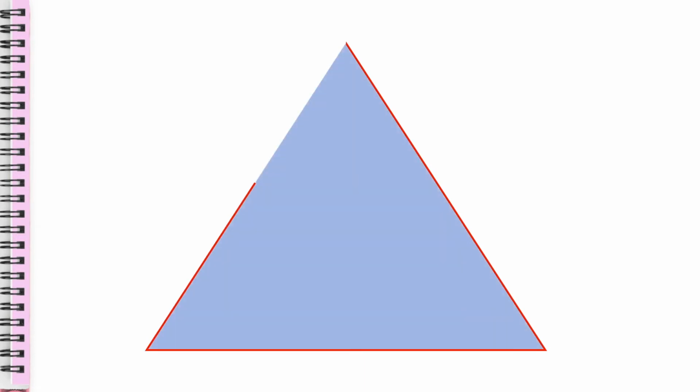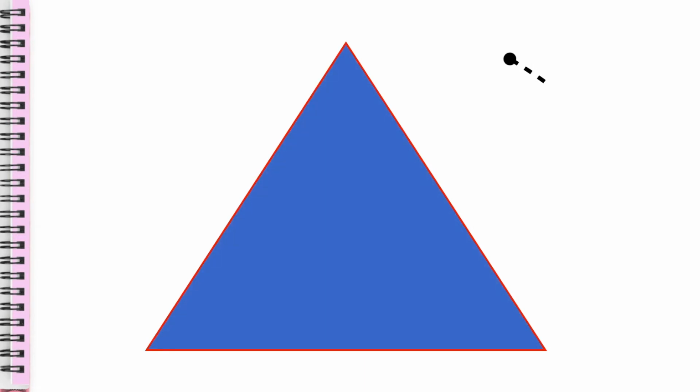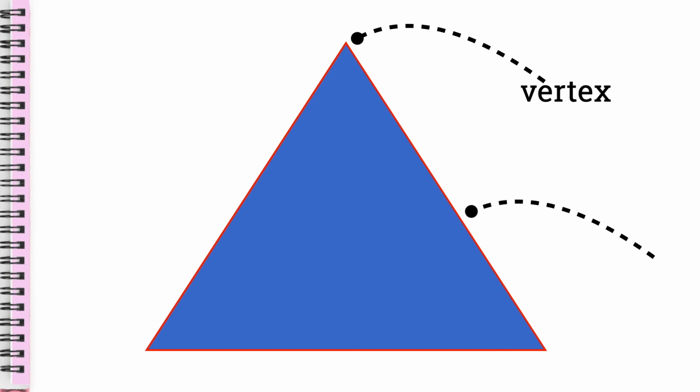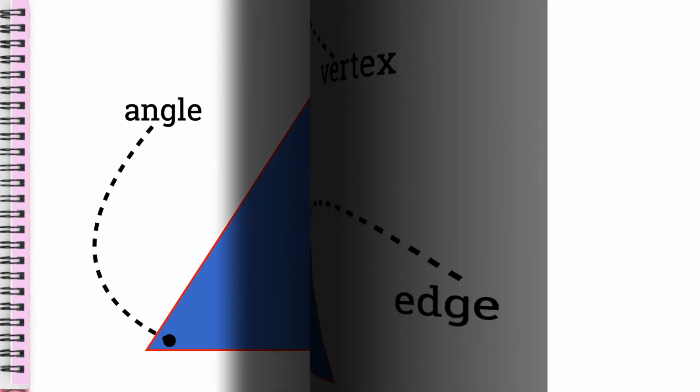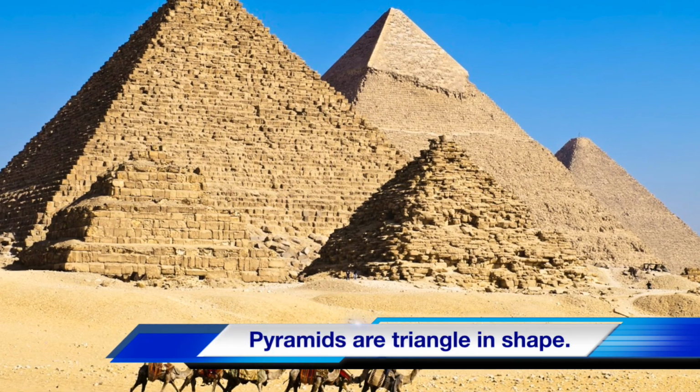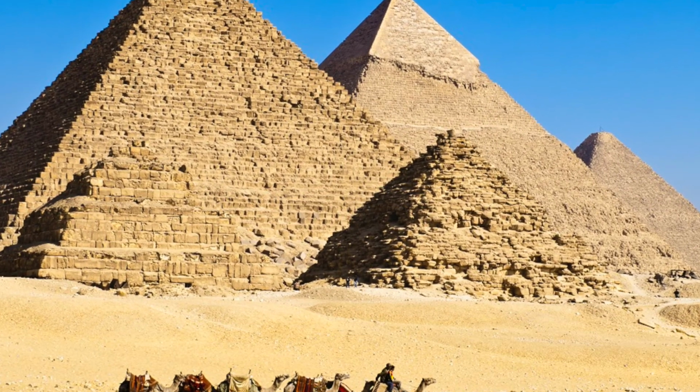This is a triangle. A triangle is a 3-sided two-dimensional shape. It is a polygon. A triangle has 3 edges and 3 vertices. A vertex is a corner, or a point, where lines meet. A square has 4 corners. Each corner is called a vertex. The plural of vertex is vertices. The sum of all the 3 angles of a triangle is equal to 180 degrees. Pyramids are triangular in shape.